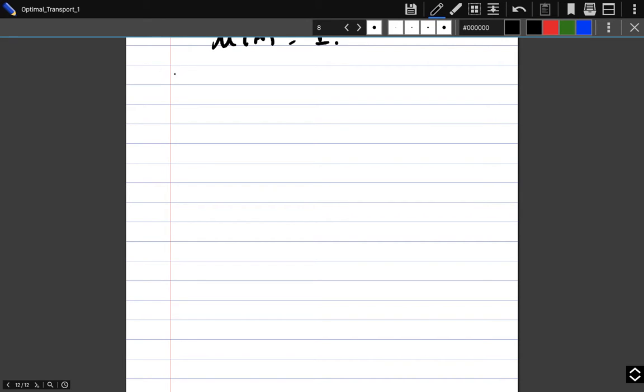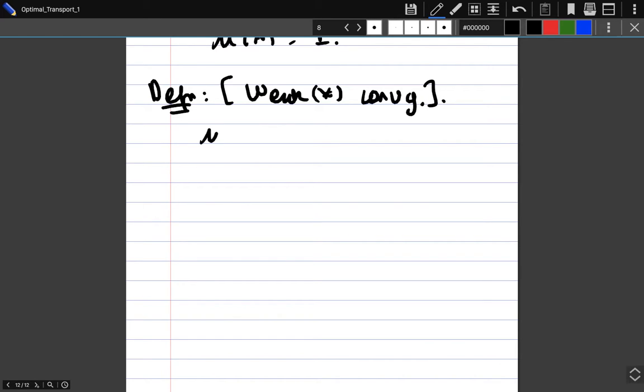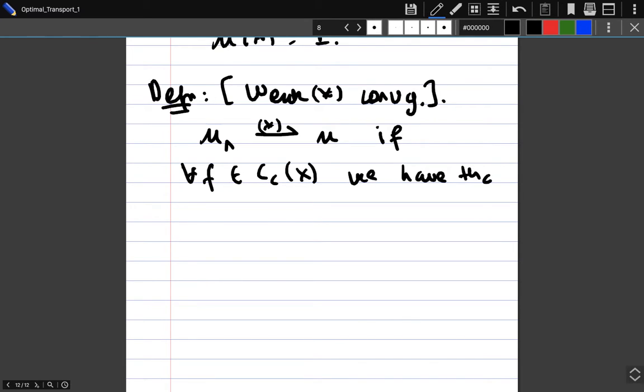So then you might be tempted to try something that you see when you study more functional analysis. You might want to try some sort of weak star convergence, right? So this could be interesting. So let's see. Here we define weak star convergence. So mu n converges weakly star to mu if for all f which are continuous and compactly supported, we have that the integral of f d mu n actually goes to the integral of f d mu when n goes to infinity. So this is the definition of weak star convergence, and it seems promising.